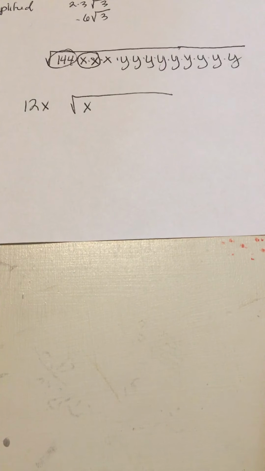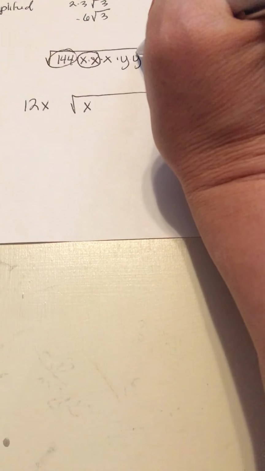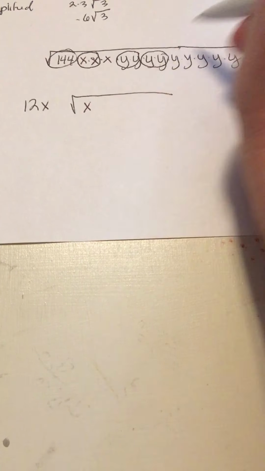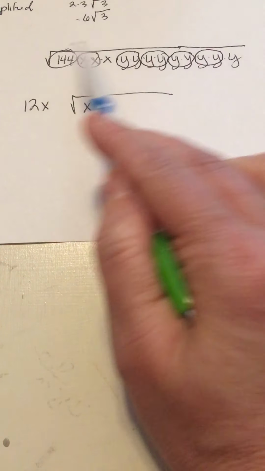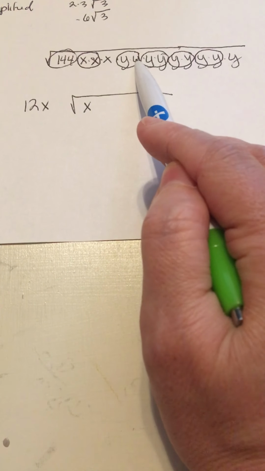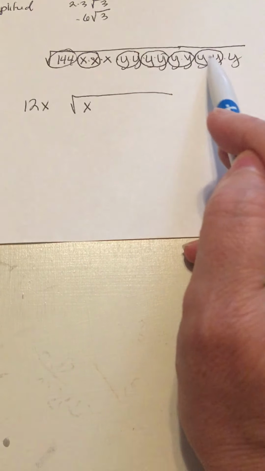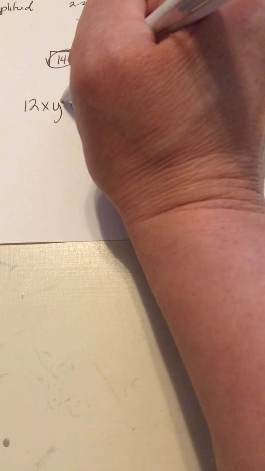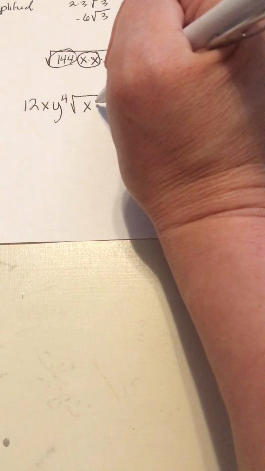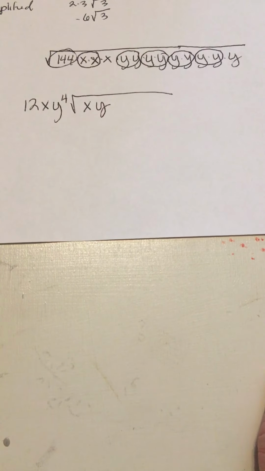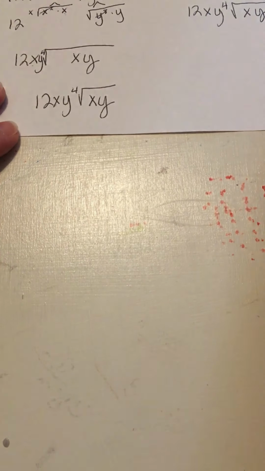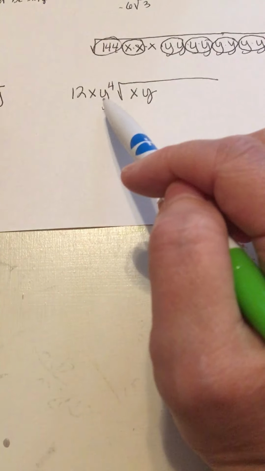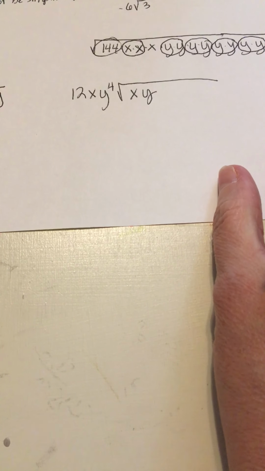All right, so then we look at our y's. How many pairs of y's can I make? Well, I can do 1, 2, 3, 4. Remember, the square root of y times y is just y. So I can bring out 4 y's on the outside, and I'm left with just y on the inside. So either way, notice I've got 12 x y to the fourth times the square root of xy. You'll get the same answer.